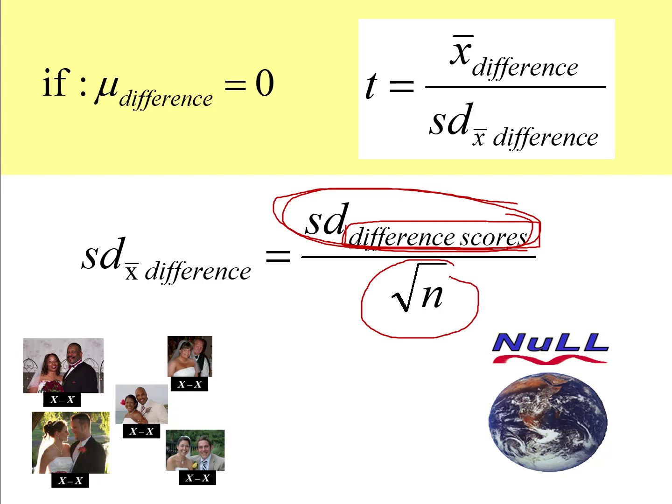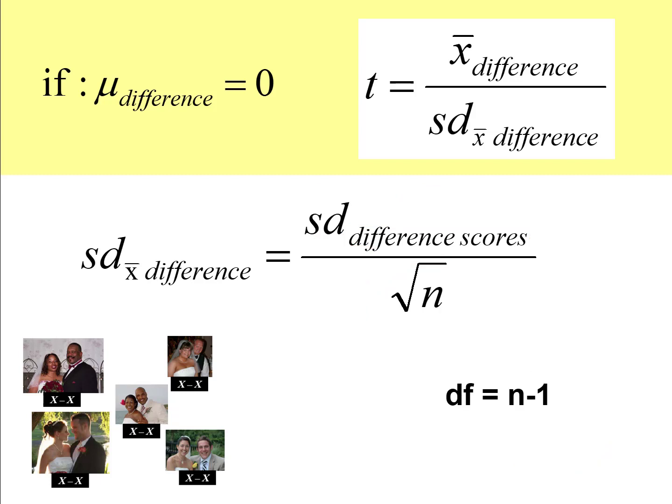With that clarification, you'll note that this formula is otherwise the exact same formula that I gave you before. This is the formula for the standard error of a mean, with the clarification that we're dealing with a mean difference score. And so now you have everything you need to be able to calculate a t-value for a paired sample study.